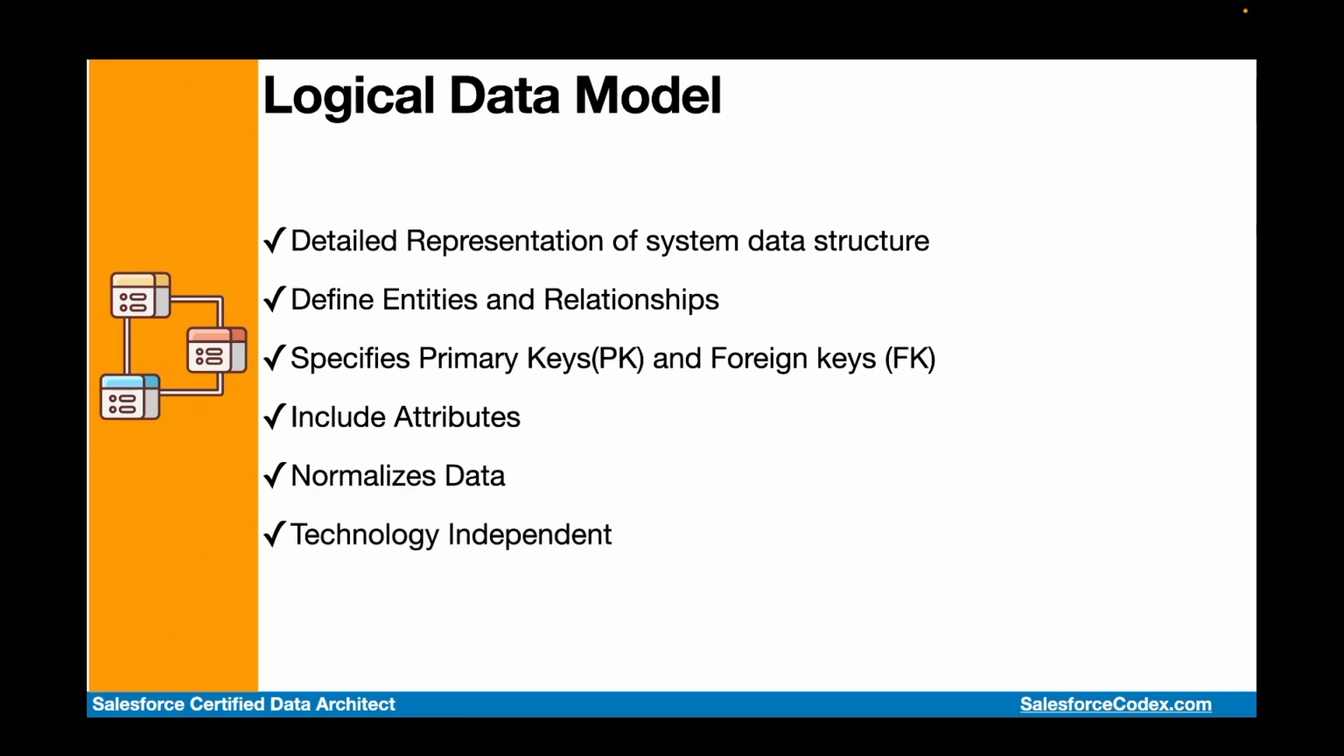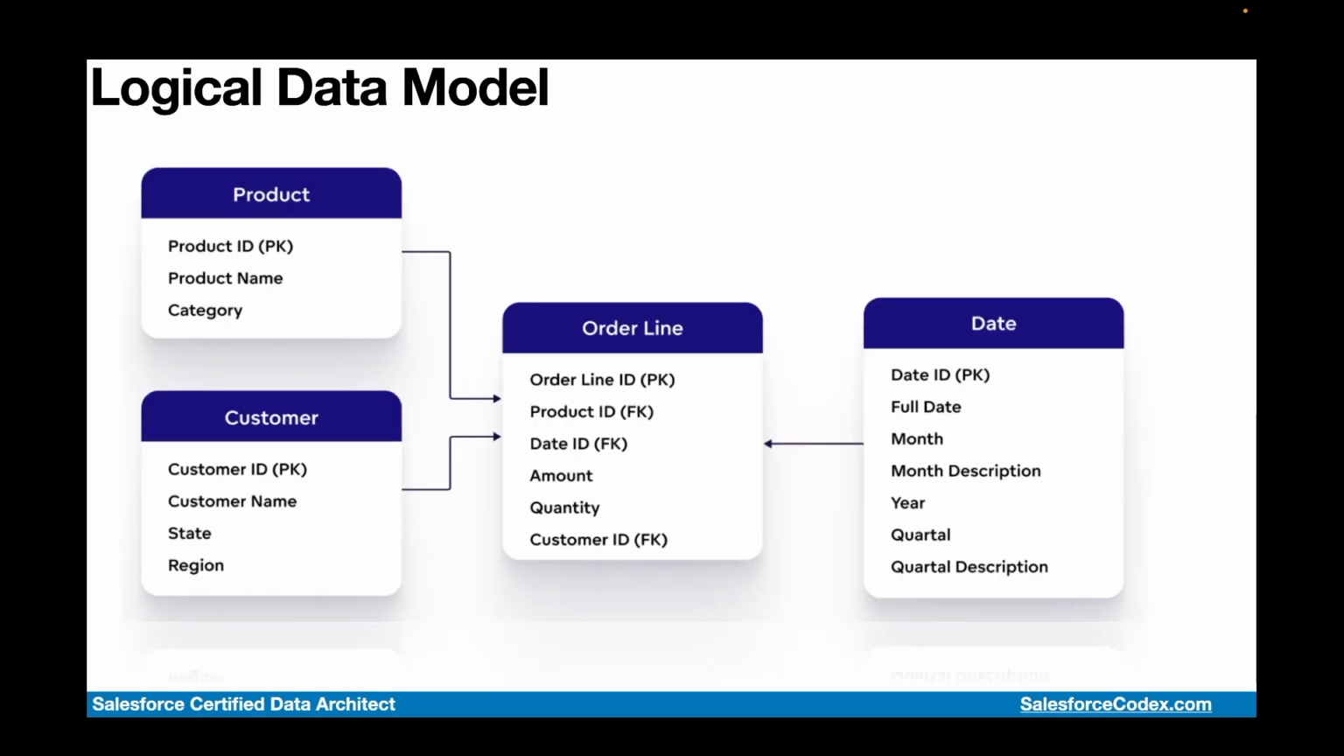It normalizes the data, and it's a technology independent data model. If you see this data model, we have a few entities: product, customer, order line, and date. And we have added the attributes in each entity. Like in product, we have product ID, product name, category. In customer, we have customer ID, customer name, state, and region. And we are also specifying primary key and the foreign key information here.